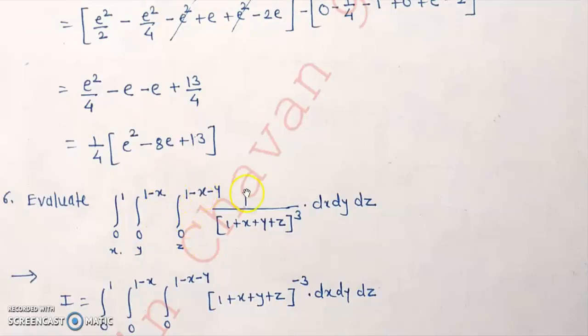x minus y, 1 upon 1 plus x plus y plus z, bracket cube dx dy dz. Okay, I have not solved this example fully, but only a few steps I have discussed here. So very clearly you can see this integral limits are in terms of x and y, so they must be the limits of z. Definitely x and y remain, so this limit in terms of x, that's why they are the limits of y, and at last we have x.